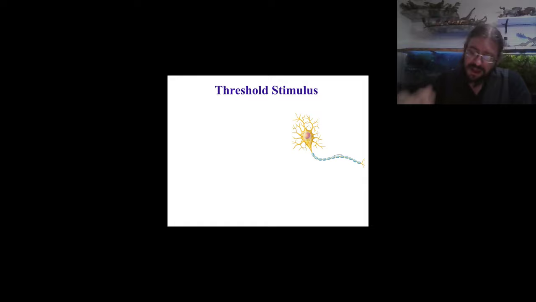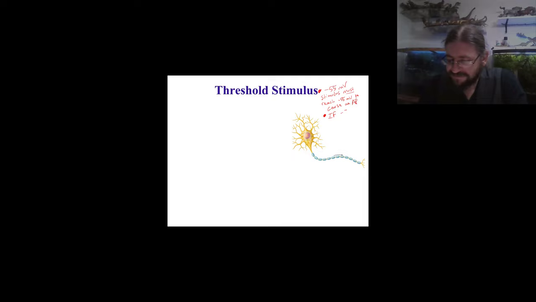In other words, a stimulus must reach negative 55 to cause an action potential, and as a corollary of that, if negative 55 millivolts is hit and those sodium channels open, an action potential always occurs. So if you do not reach the threshold, which is that voltage-gated sodium channels popping open, if you do not reach that threshold, then no action potential.